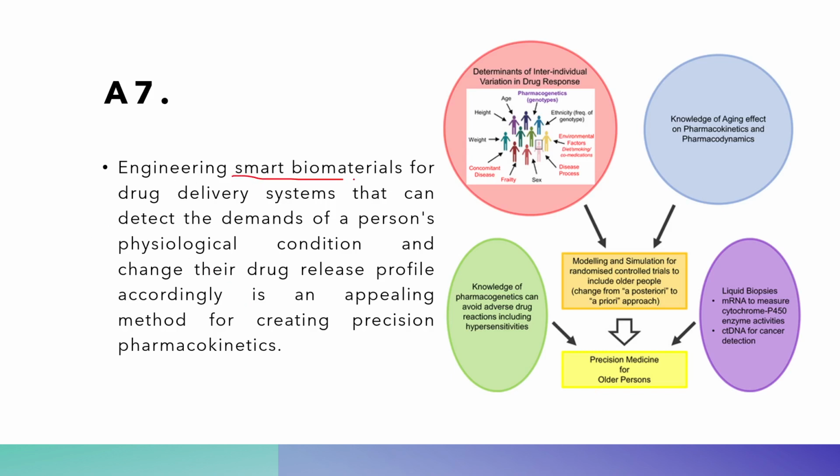So engineering smart biomaterial for drug delivery system is an appealing method for creating precision pharmacokinetics, right? So here, in the right side figure you can see determinants of inter-individual variation in drug response, then knowledge of aging effect on pharmacokinetics and pharmacodynamics, knowledge of pharmacogenetics can avoid adverse drug reactions including hypersensitivity. Okay, and liquid biopsies, mRNA measures including cytochrome P450 also help. So all of this leads to precision medicine for older persons. This is one example of particular age group medicine design.